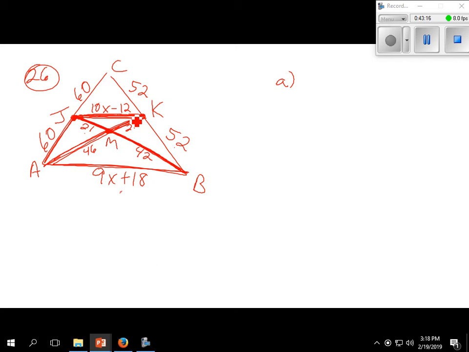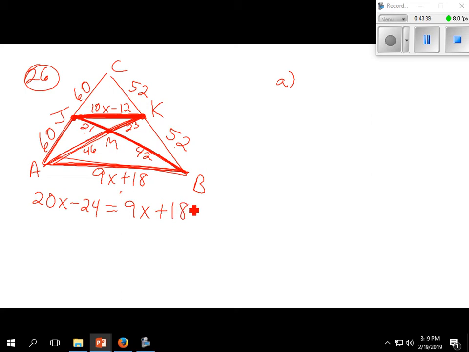That makes it a little harder. So what I would do here is this segment up here, if you double it, that's going to give you the same as this right here. So if we double this right here, that would be 20x minus 24. And that doubled should equal what we have down here, which is 9x plus 18. And then we're just going to solve that.